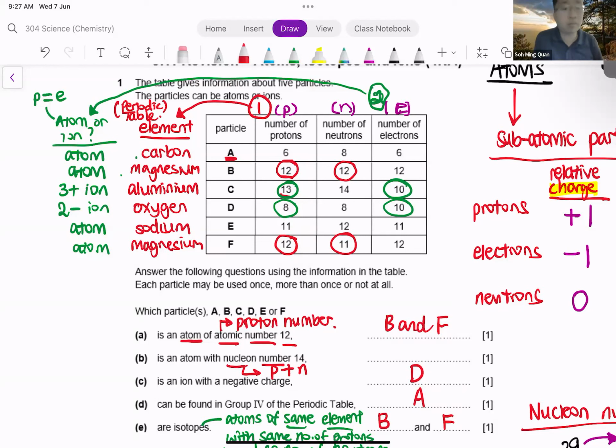For those in the Zoom room, what is the answer to part B? Can you type in the chat? Okay, let's think through part B. What's the answer to part B? Is it A, B, C, D, E, or F?